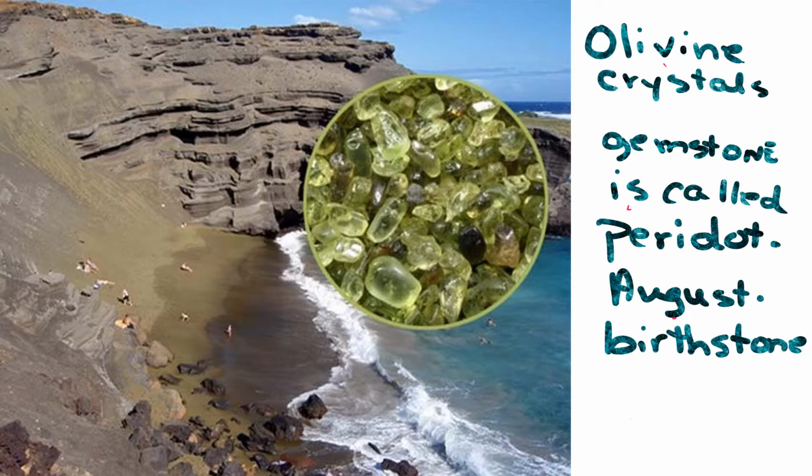And Hawaii is famous for its olivine crystals. In fact, there's an entire beach called the Green Sand Beach on the southern tip of the big island of Hawaii that's all made from olivine. You can just scoop it up. And if you are an August baby, you know that your birthstone is peridot. That's the gemstone version of olivine.